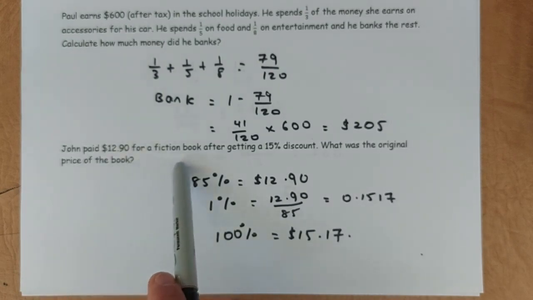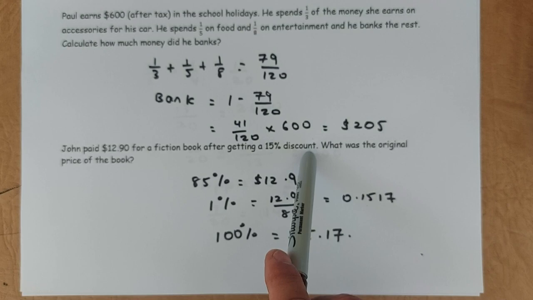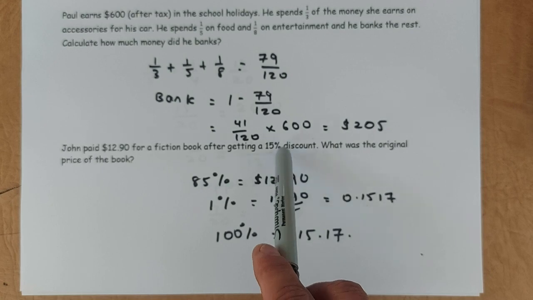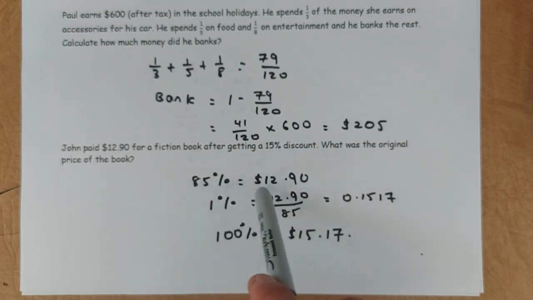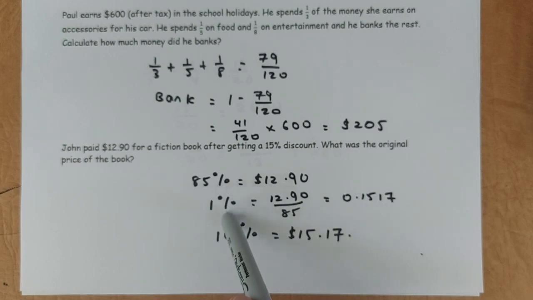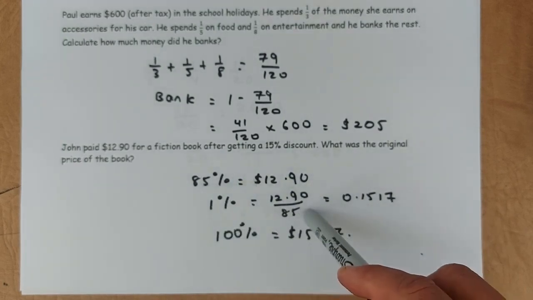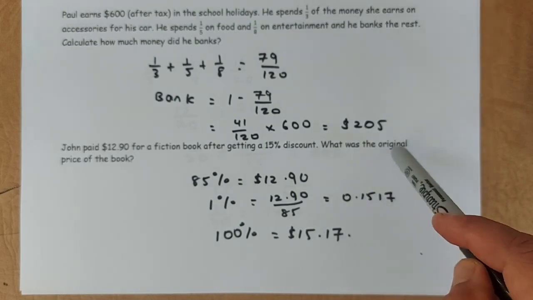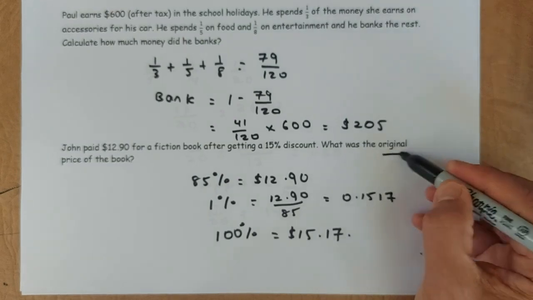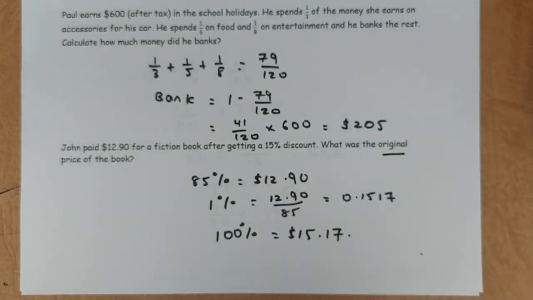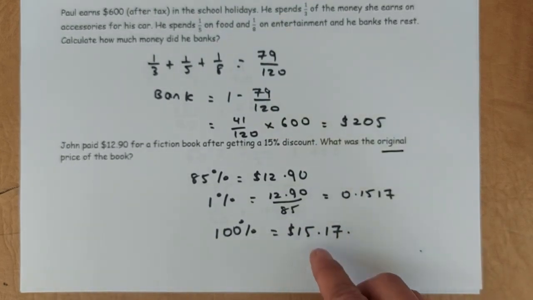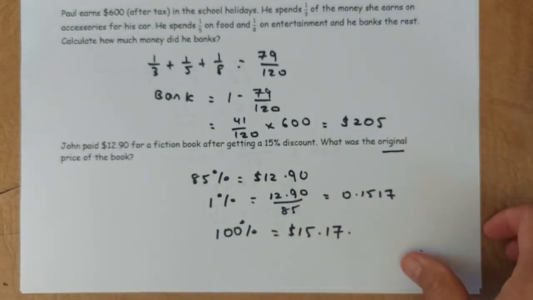This question always appears and most people get it wrong. John paid $12.90 for a fiction book after getting a 15% discount. What was the original price of the book? So he bought at 85% because it was a 15% discount. So 85% is $12.90. You find 1%: 1% is $12.90 divided by 85. That comes up with 0.1517. Now, because you want to find the original price, the original price is always 100%. So 100% is 0.1517 multiplied by 100. It gives you $15.17. So this question will always appear in the exam.